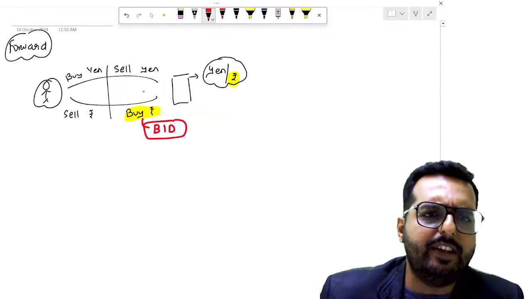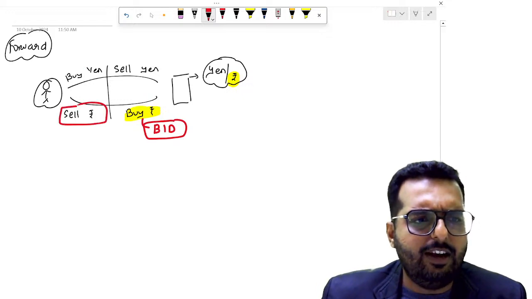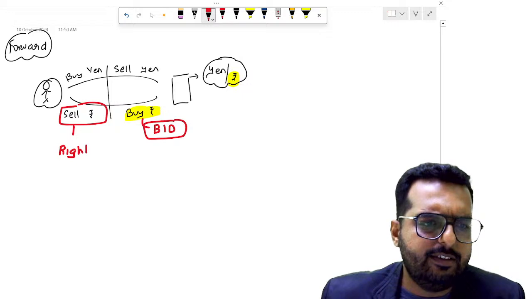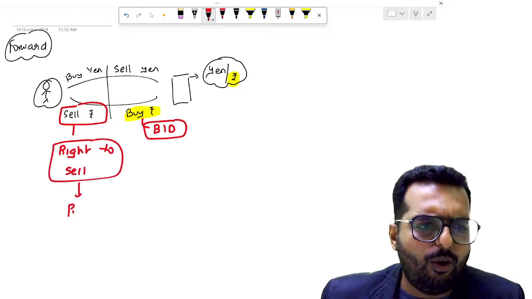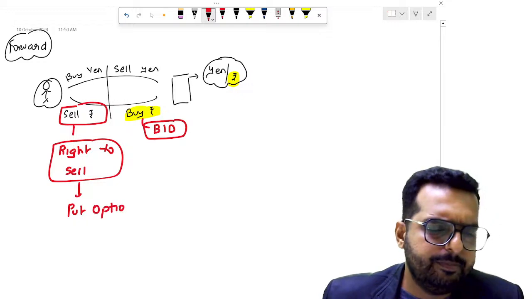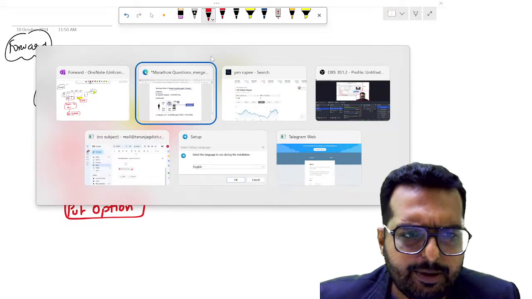When you're talking about options, will it be a call option or a put option? He wants to sell rupee. So what does he want? He needs a right to sell. So if it's a right to sell, what option will be applicable over here? It will be the put option. Everybody clear with this part?